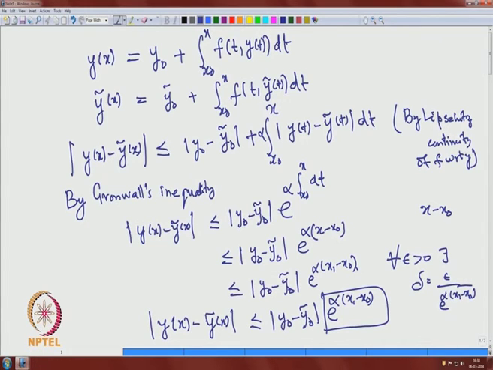So, therefore, if the function in the initial value problem satisfies a Lipschitz type condition, then the solution is also stable with respect to the initial data. Okay, so with this we finish the stability aspect of the solution. We have seen the existence, the uniqueness and stability.